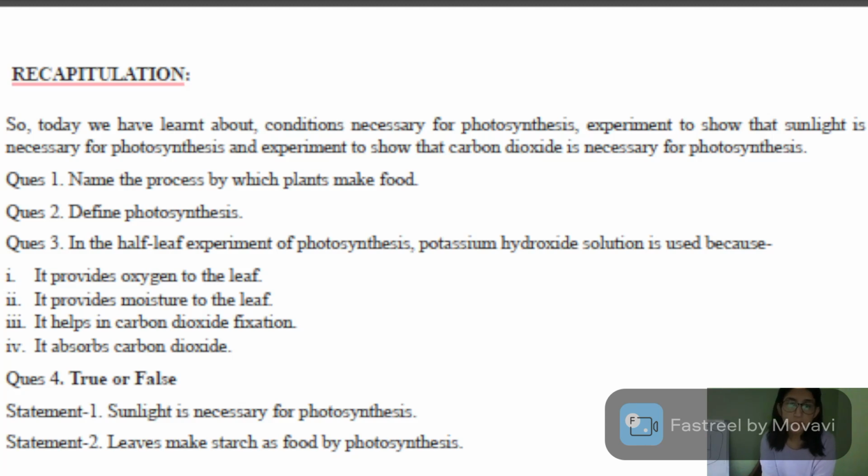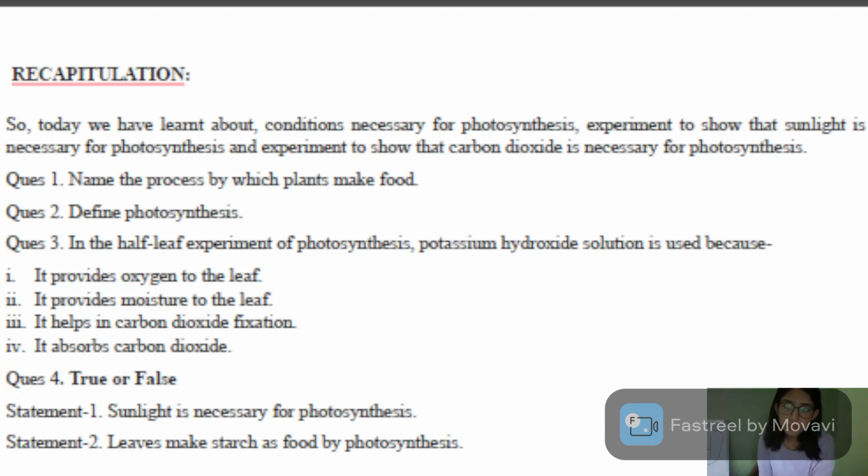In the second experiment, we were trying to check whether the carbon dioxide is necessary for the process of photosynthesis or not. So the correct answer for this question should be that it absorbs carbon dioxide, because we have seen that the potassium hydroxide absorbed the carbon dioxide from that part of the leaf.